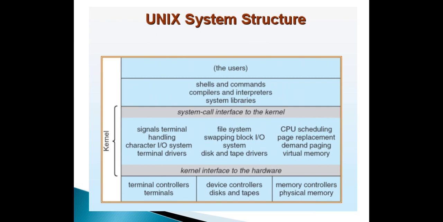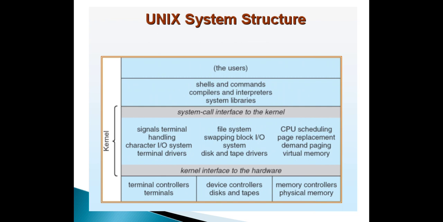At the top you will have the users, and next to the users you will have the shells, commands, interpreters and various system libraries. Then in the middle you will have the kernel, which has various subsystems like the input output subsystem, the file subsystem, and the memory management subsystem. At the bottom you will have various hardware components and their functionalities.